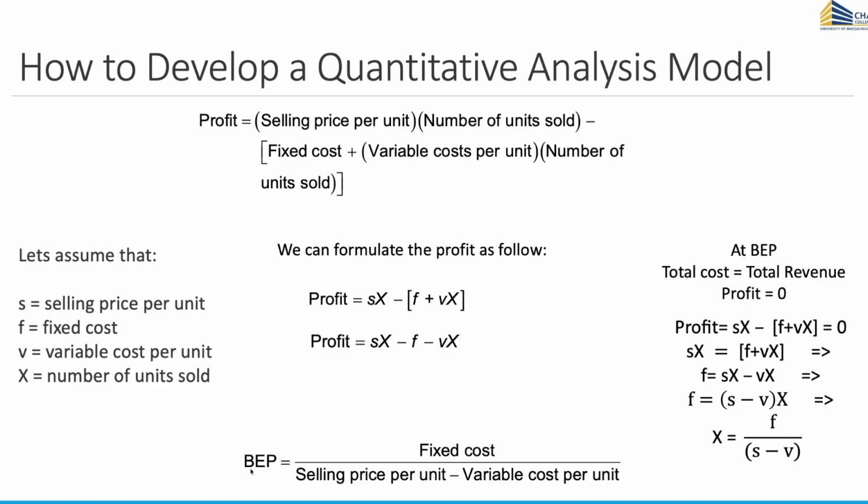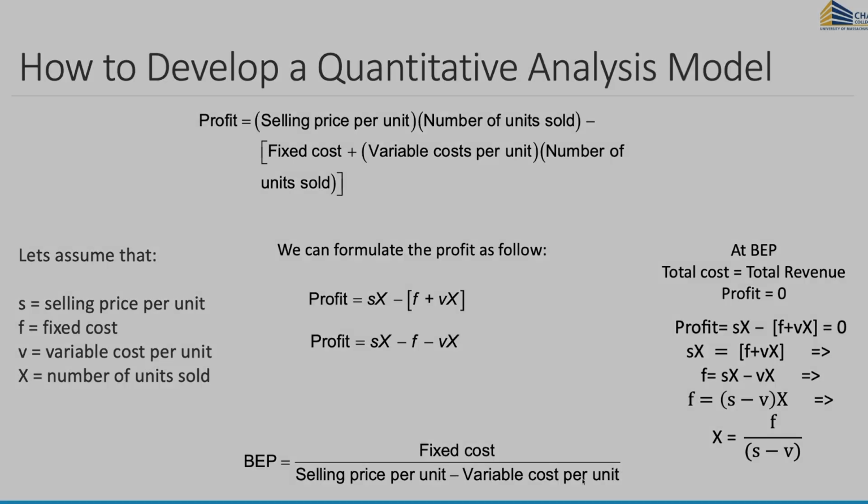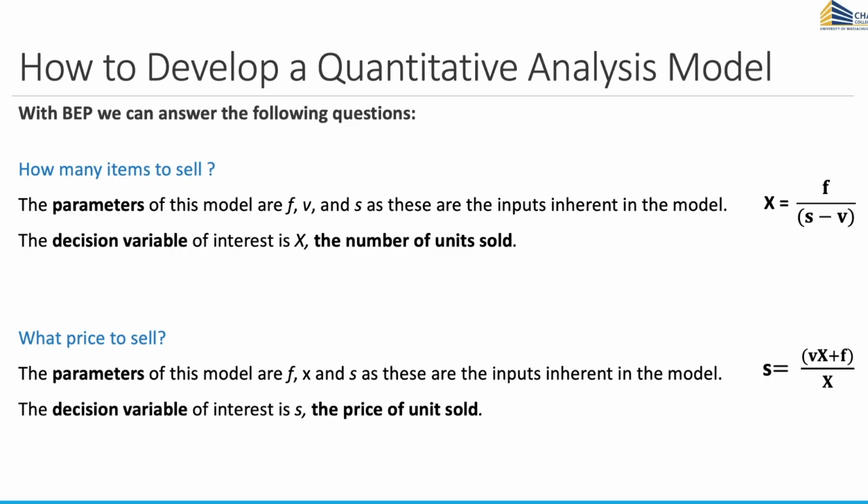In other words, break-even point is equal to fixed cost divided by selling price S minus variable cost per unit. In the break-even point analysis, we can solve the equation for X and find the break-even point in terms of the number of items that can be sold.